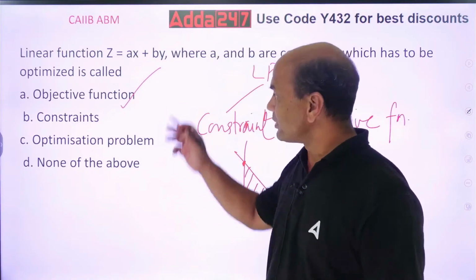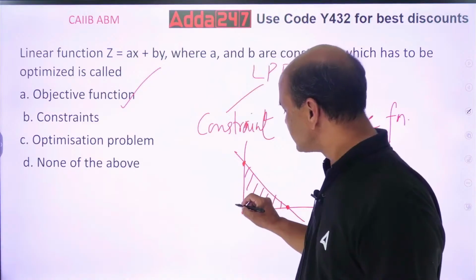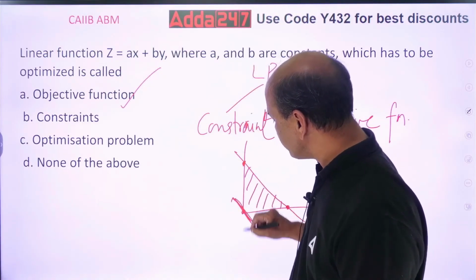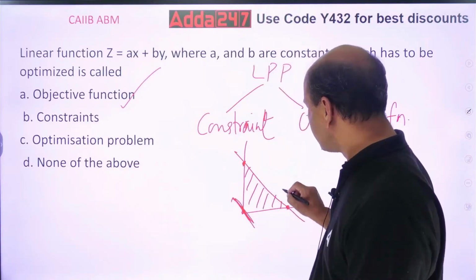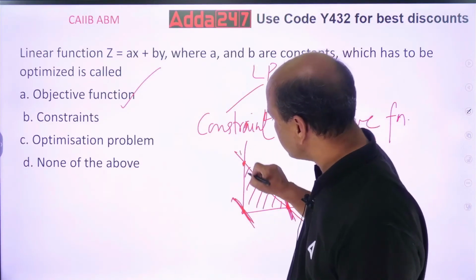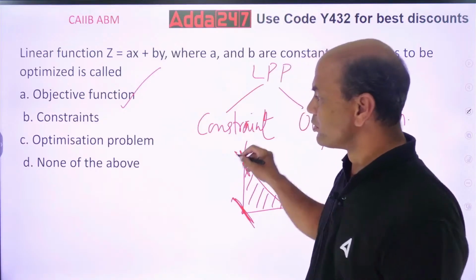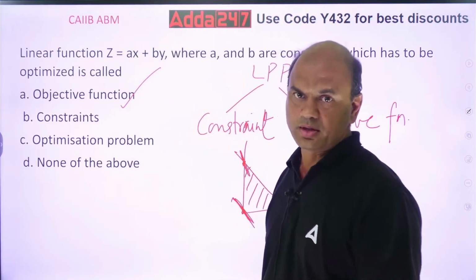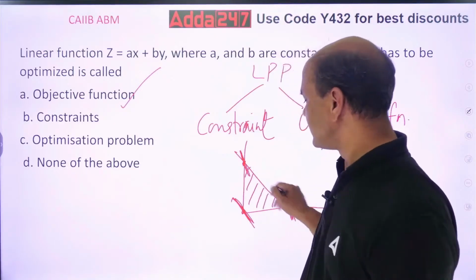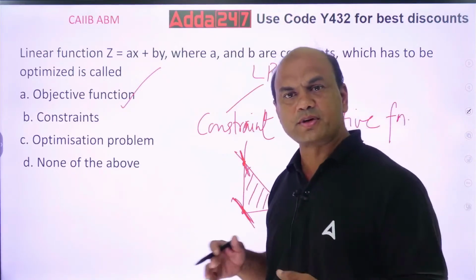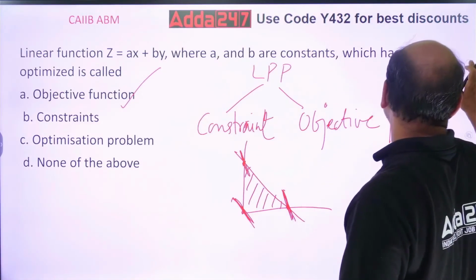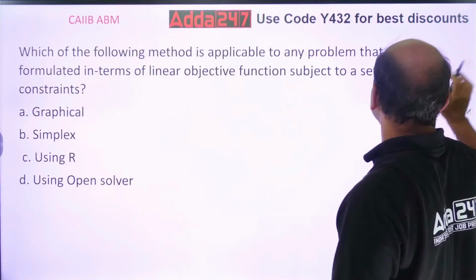So optimization means actually moving this Z function. I'll draw it like this: this Z function on here, then on here, and on here. All the three points you have to move this. And this is called the objective function. These are the constraints. You have to move your Z function across all the constraints. Okay? Got it? So this is the objective function.